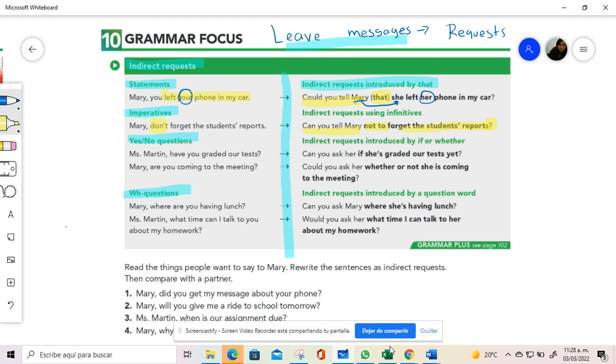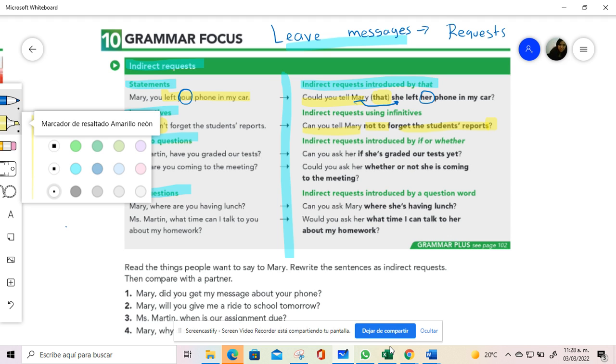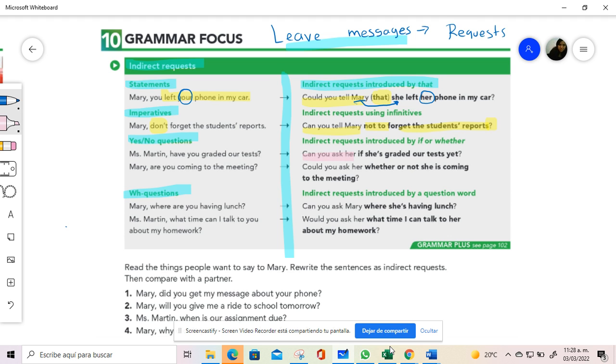In the next case, we are working with yes, no questions. Mrs. Martin, have you graded our tests? Over here, instead of using tell, we can use ask because it is a question. Then we have, can you ask her if she graded our tests yet? Over here it is she has graded because in the question we have present perfect.